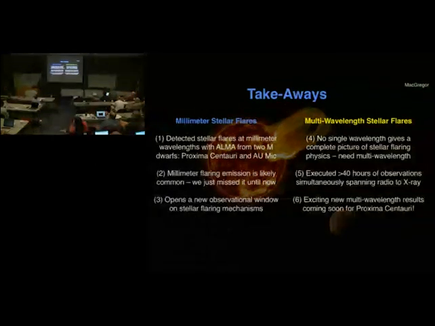We have just completely missed it until now, which is likely because we don't typically look at our millimeter data on few-second intervals. And excitingly, this opens a whole new observational window on stellar flaring mechanisms that we can use to really learn the properties of the atmospheres and the mechanisms that are producing these flares.